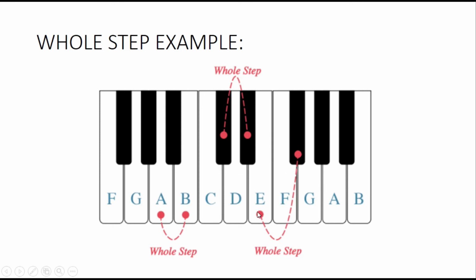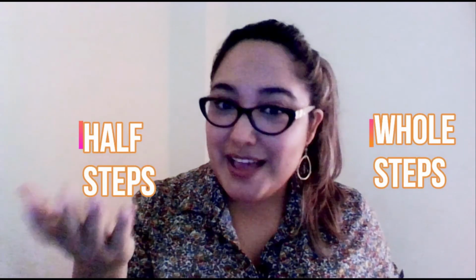And here we have another interesting example. We already saw that in these two notes we have a half step. But if we count from here to this black key, together these three keys create a whole step. Very good, guys! You did it amazing! Now you know how to identify whole steps and half steps.